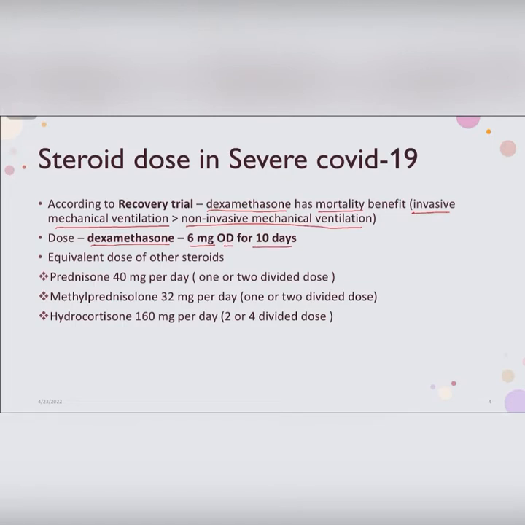If we don't have dexamethasone, we can give other forms of steroids that are equivalent to this. Here, prednisolone 30 milligram per day, in 1 or 2 divided doses. If we have methylprednisolone, we can give 32 milligram per day, in 1 or 2 divided doses. If we want to give hydrocortisone, we can give 160 milligram per day, in 2 or 4 divided doses. This is the steroid dose used in severe COVID-19.